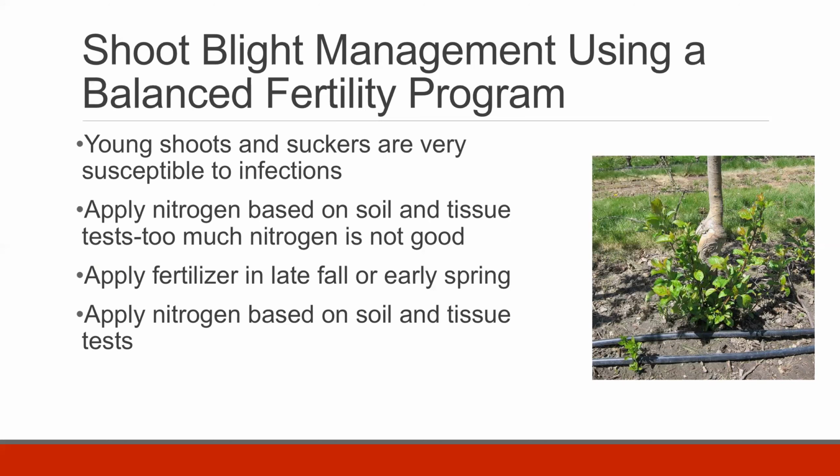And because young shoots and suckers are very susceptible to infections, the risk of disease increases. So maintaining a balanced fertility program is important because these new shoots are so susceptible. So fertilizer applications are recommended in the late fall or the very early spring. In seasons where weather favors an extended shoot growth period and disease pressure is high, an additional application of a growth regulator may be needed.